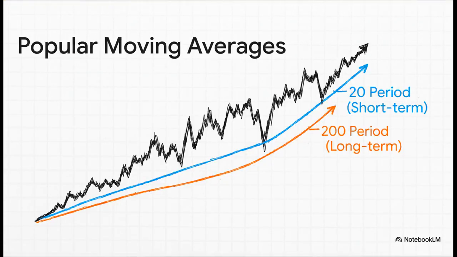Now, you're going to see a few common settings pop up all the time. Shorter ones, like the 20 period, are awesome for seeing the short-term trend. But the longer ones, like the famous 200 period MA, show you the big, long-term picture. And that 200 MA, oh yeah, that's the one the big institutions are watching. It's like a key health check for the entire market.